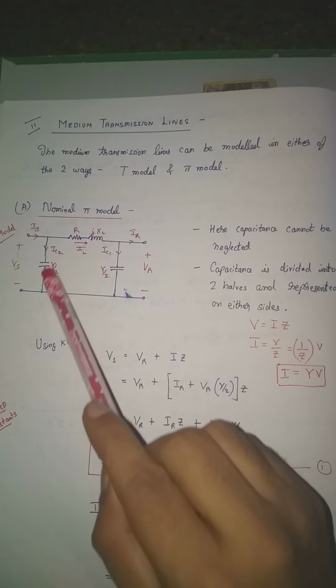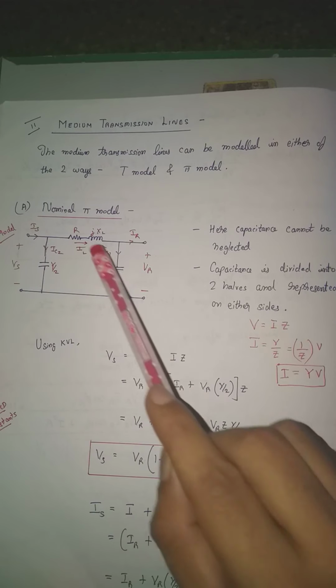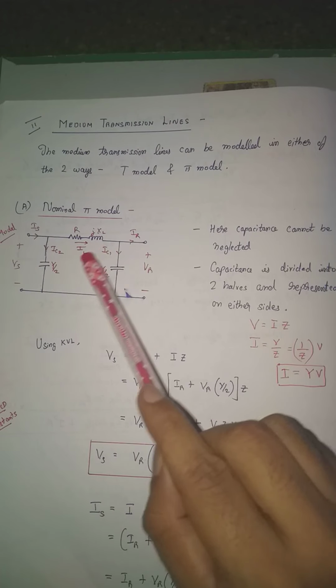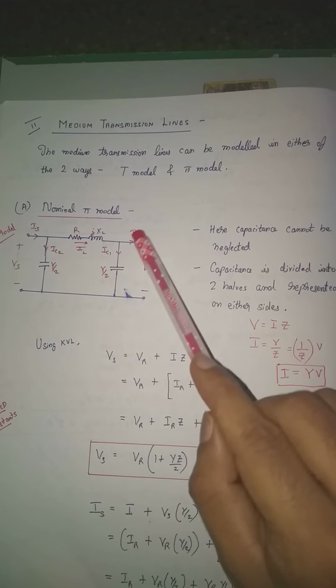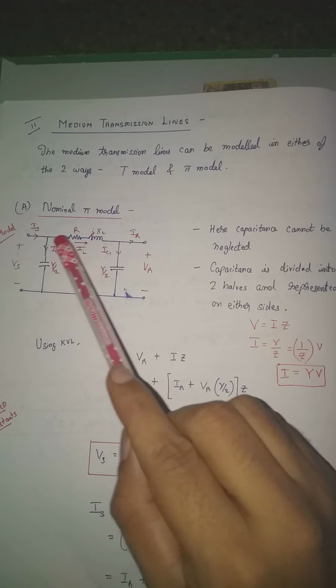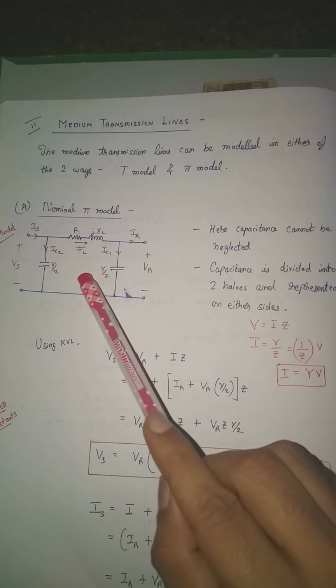Capacitance is divided into two equal halves and represented on either sides of the series impedance. This is the series impedance of the line, and capacitance is divided into two equal halves and represented on either sides. So this looks like the shape of a pi and hence called as nominal pi model.